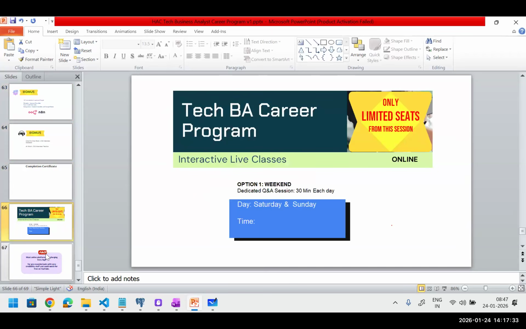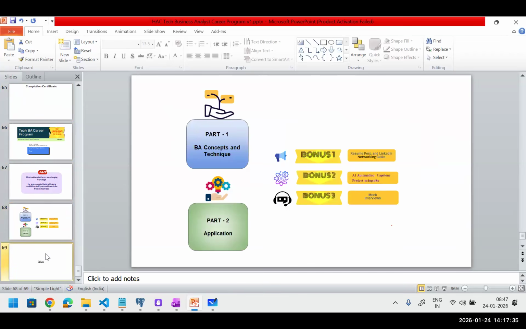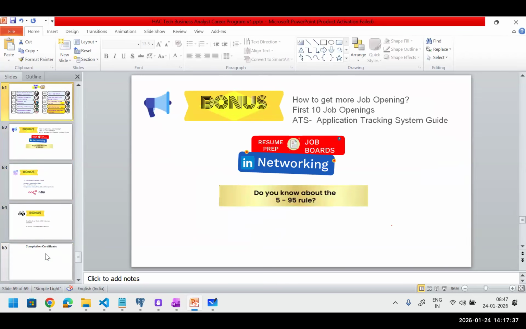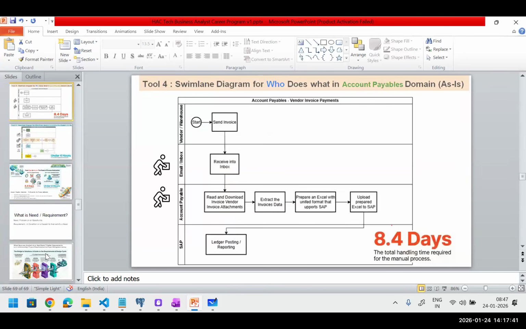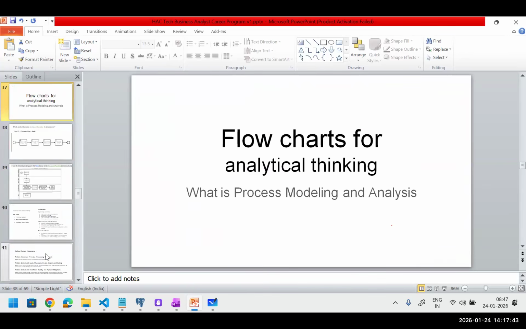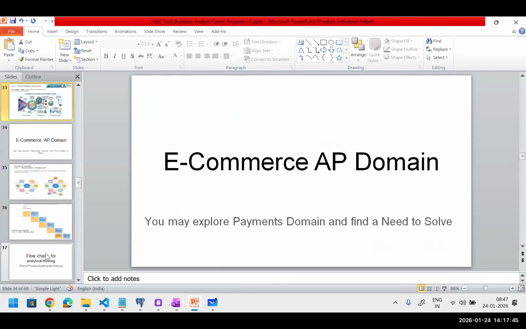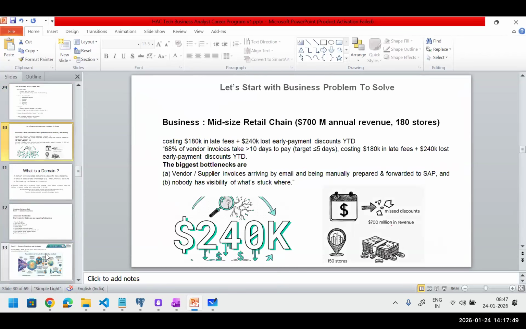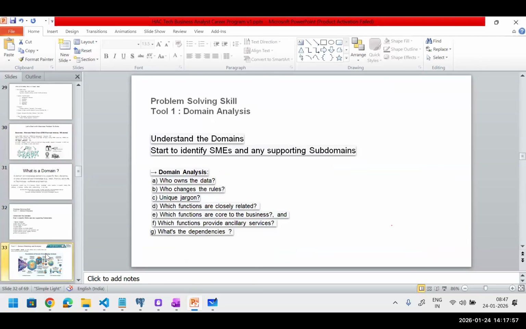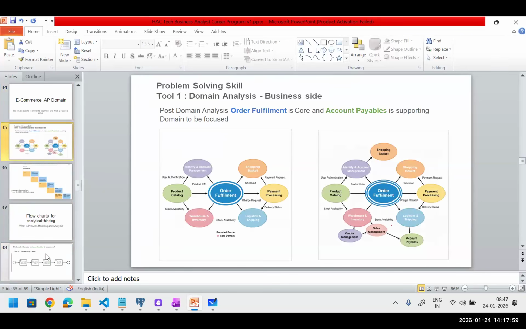And maybe, yeah, this is what the course structure is all about. Tomorrow, what we are going to cover is this problem. We are going to pick it up and see where we start, and what the skills are that are required. At a high level, we can see what domain analysis is, and what flowcharts are.